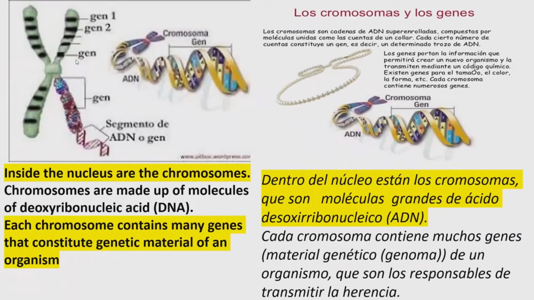Inside the nucleus are the chromosomes. Chromosomes are made up of molecules of deoxyribonucleic acid, DNA. Each chromosome contains many genes that constitute the genetic material of an organism.